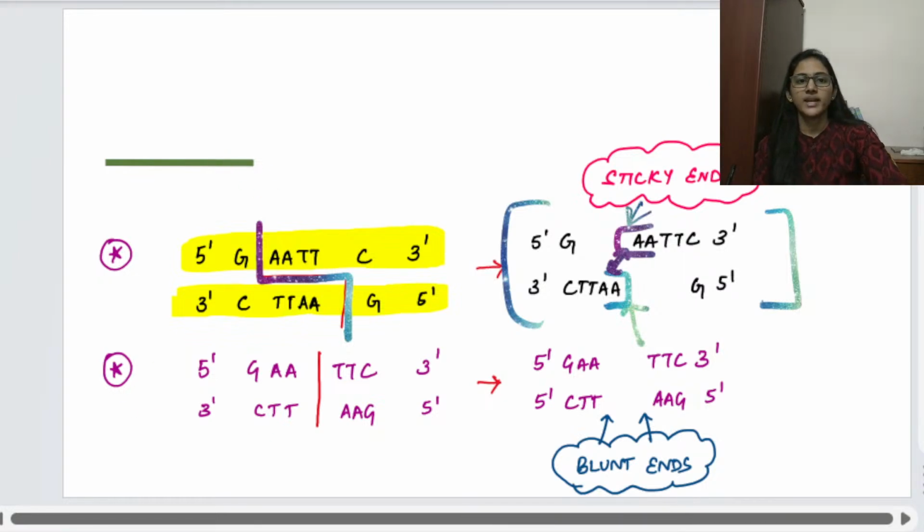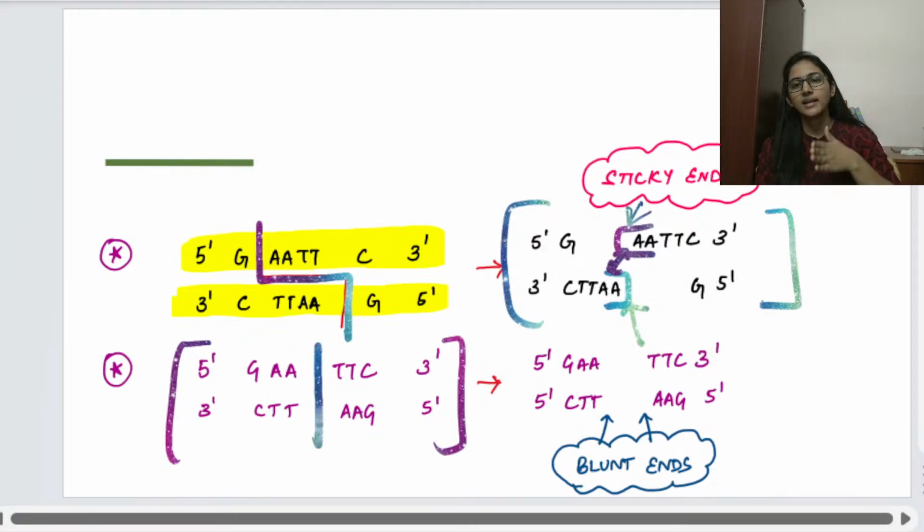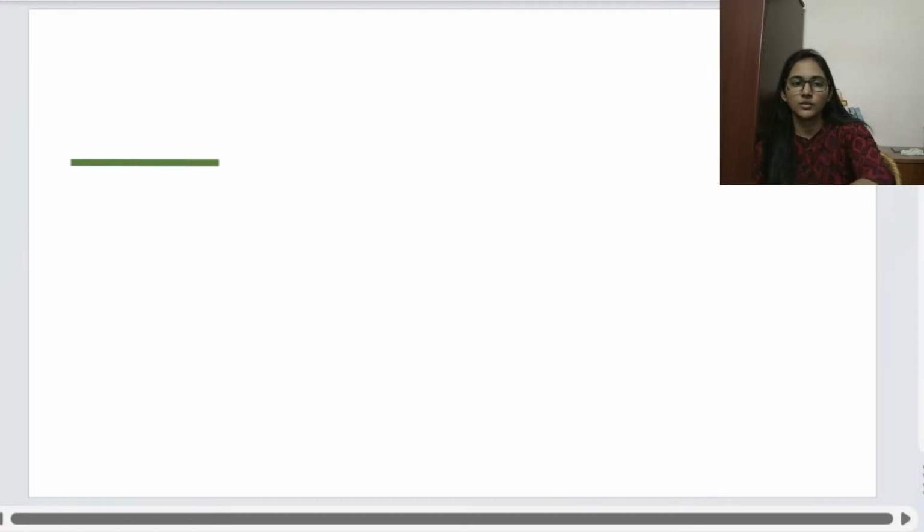Whereas the other type of restriction endonuclease is the one which produces blunt ends. Blunt ends means the restriction endonuclease cuts straight along the two strands of the DNA. So as it cuts, it produces blunt ends. So this is the sticky end producing and blunt end producing restriction endonuclease.